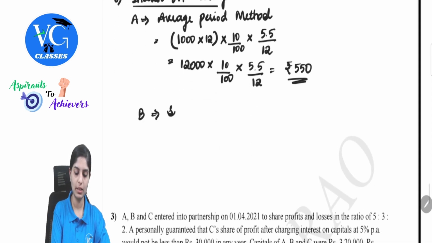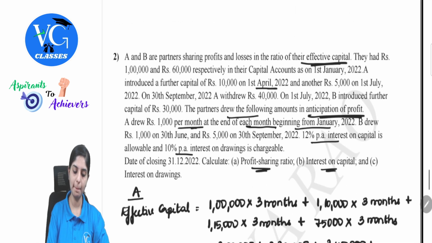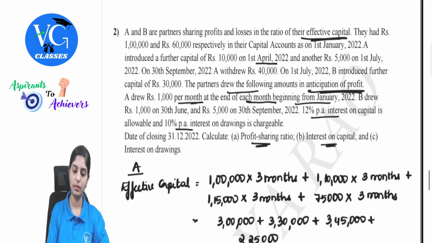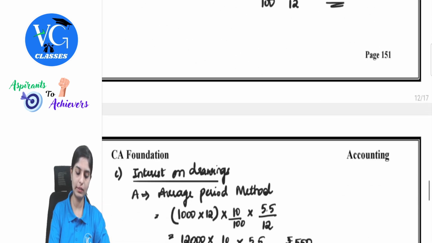Next, for B, simple average method because nothing is mentioned. They have just given the date of drawings. So for B, 1000 is on 30th June and 5000 on 30th September. 1000 on 30th June.